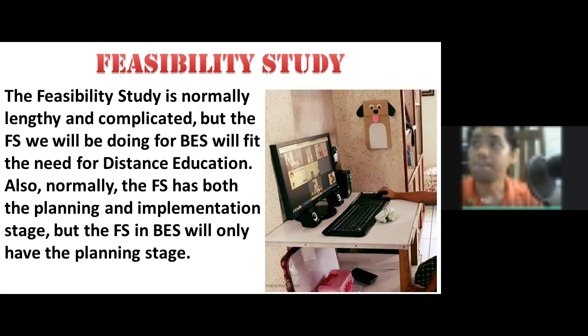At the same time, normally the FS has both the planning and implementation stage. In other words, whatever product you propose or company you plan to build in your planning, I will have you do that in the implementation. The implementation, unfortunately, we're not going to have time and the resources for it. So, in our FS for BES, planning lang ta.